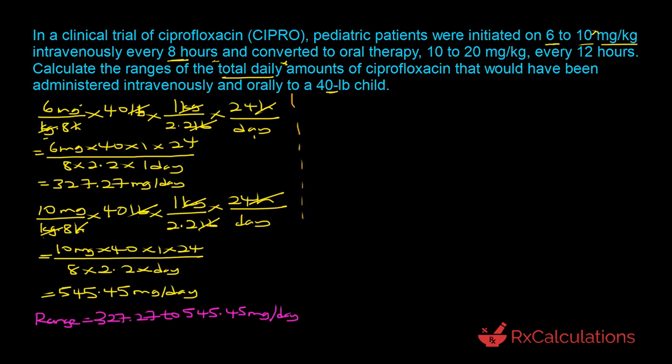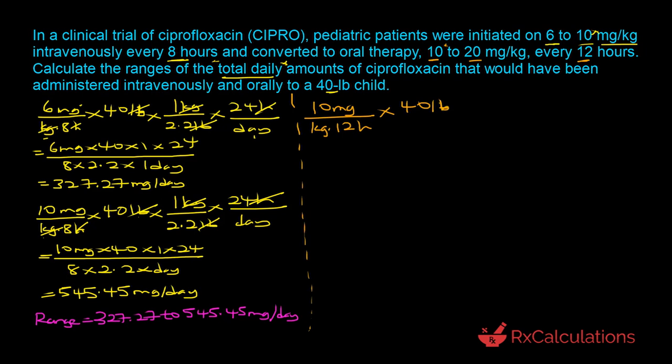Let's now take a look at the oral route. For the oral route, we have a range from 10 on the lower end to 20 on the higher end, in milligrams per kilogram. The other difference is they're given the oral therapy every 12 hours, compared to the IV where you're given every 8 hours. So let's start off with the lower end, which is the 10 milligrams per kilogram. This time it's given every 12 hours. The patient is the same, so you still have 40 pounds.